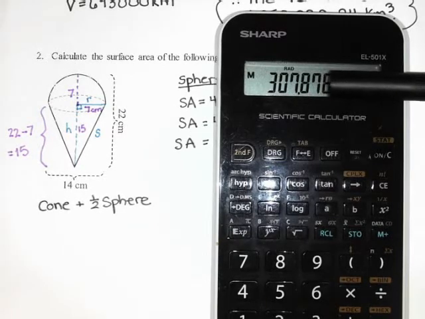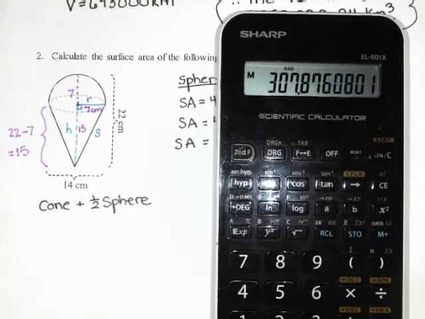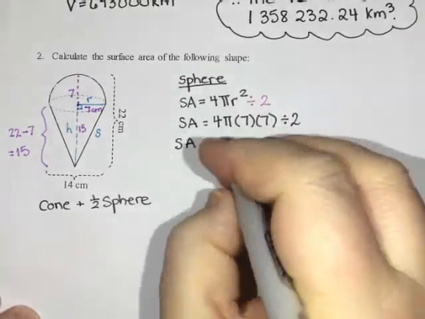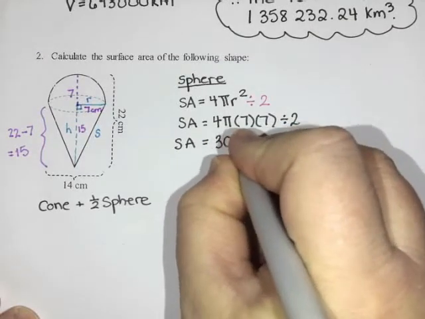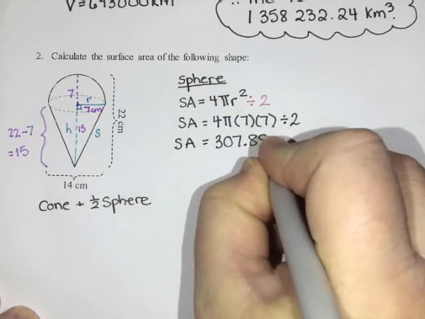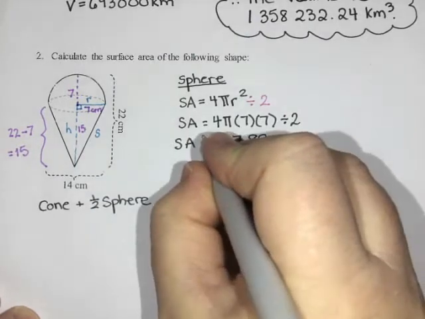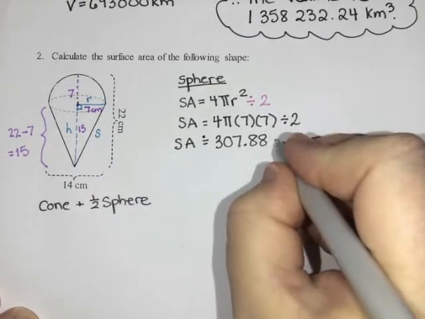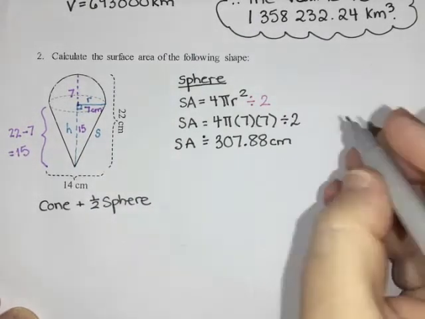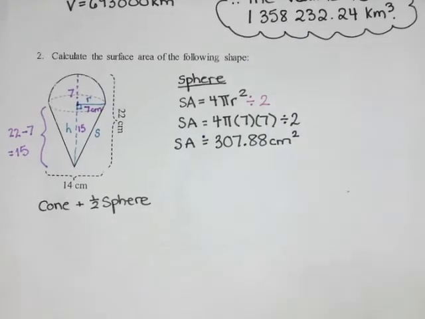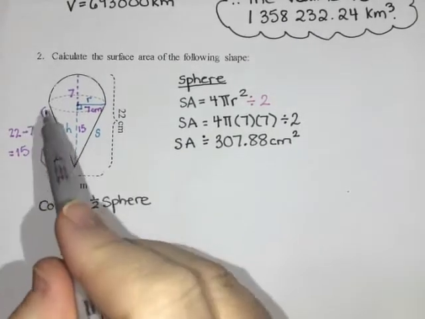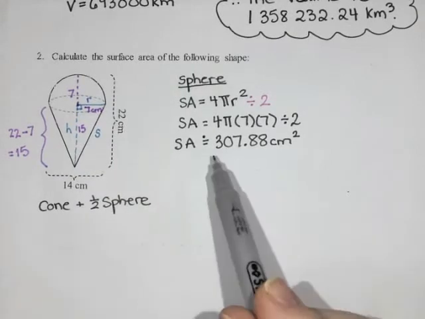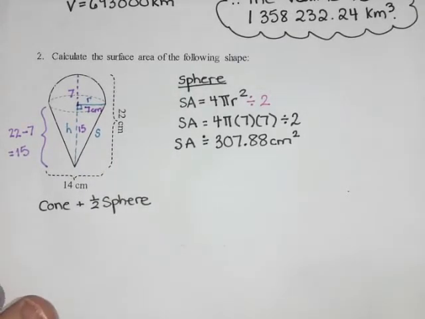I am going to take a quick peek at the next digit, which is a 6. So that's going to push this up to 88 instead of 87. So it's going to be 307.88. Since I rounded that, I'm going to put a dot over my equal sign, and that should be centimeters, and it is area, so centimeters squared. So just that half sphere on the top, the surface area is 307.88 centimeters squared.